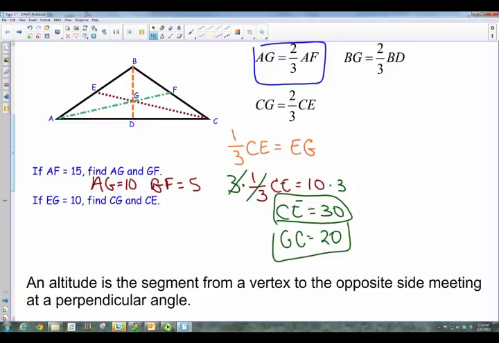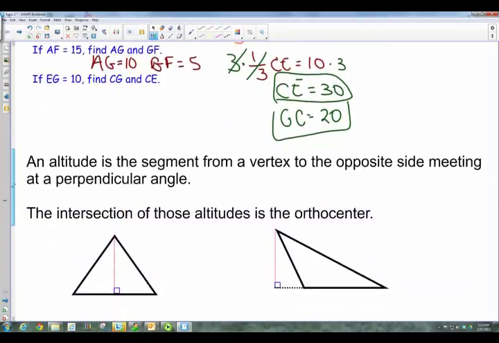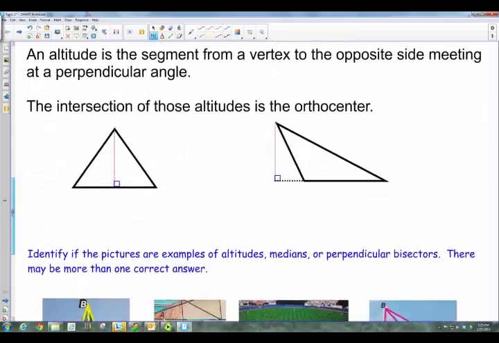Alright, so that's the median. The median goes from a vertex to the opposite side, cuts it in half, and has a 2/3 ratio relationship.